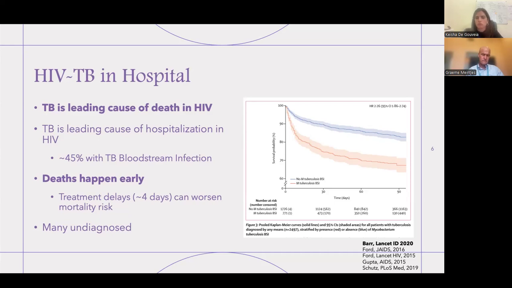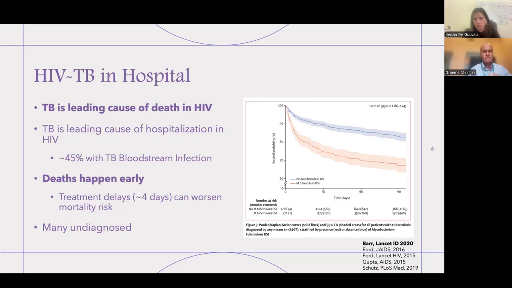When patients with HIV-TB present to hospitals specifically, they generally present with a much more severe form of this disease. In a large meta-analysis, it was estimated that around 45% of these patients with TB will have TB detected on a blood culture, or TB bloodstream infection, demonstrating that the bulk of these cases are presenting with a very severe, higher mortality risk form of TB.